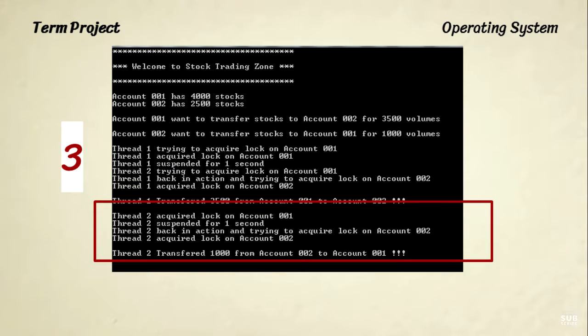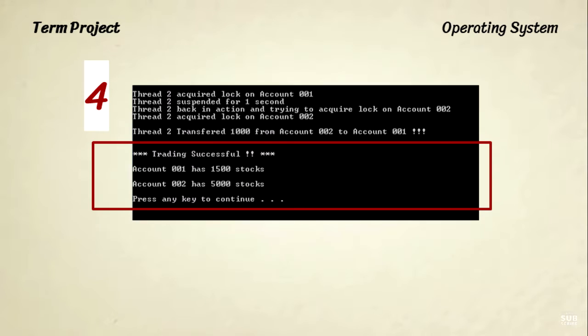Once thread 1 releases the locks on account 1 and account 2, thread 2, which was waiting, acquires the lock on account 1, and after a small sleep, acquires the lock on account 2, which doesn't have any problems because thread 1 already released all the locks on both accounts. After thread 2 acquires the locks, the transfer is successful, and the program shows the number of stocks that account 1 and account 2 have after trading.